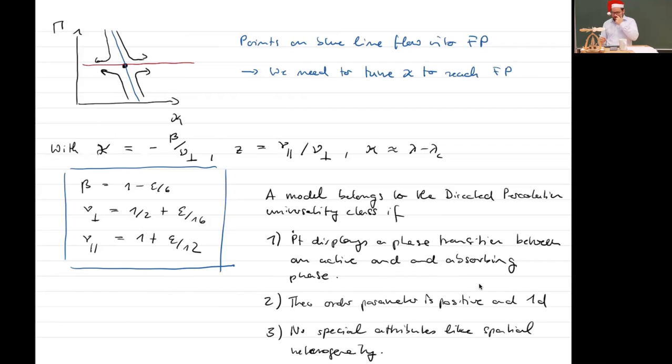Yeah, so if, for example, your infection rate depends on which lattice side you are on, then these exponents could be different. So what it says is, if these three conditions are fulfilled, you can expect your system to be in the directed percolation universality class and to have the same critical exponents.